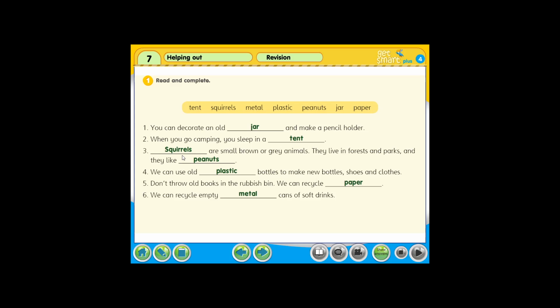All right. Now squirrels are small brown or gray animals. They live in forests and parks, and they like peanuts. They like to eat peanuts. Number 4, we can use old plastic bottles to make new bottles, shoes, and clothes. Number 5, don't throw old books in the rubbish bin. We can recycle paper. Yes, we can recycle empty metal cans of soft drink. All right, check your answer.